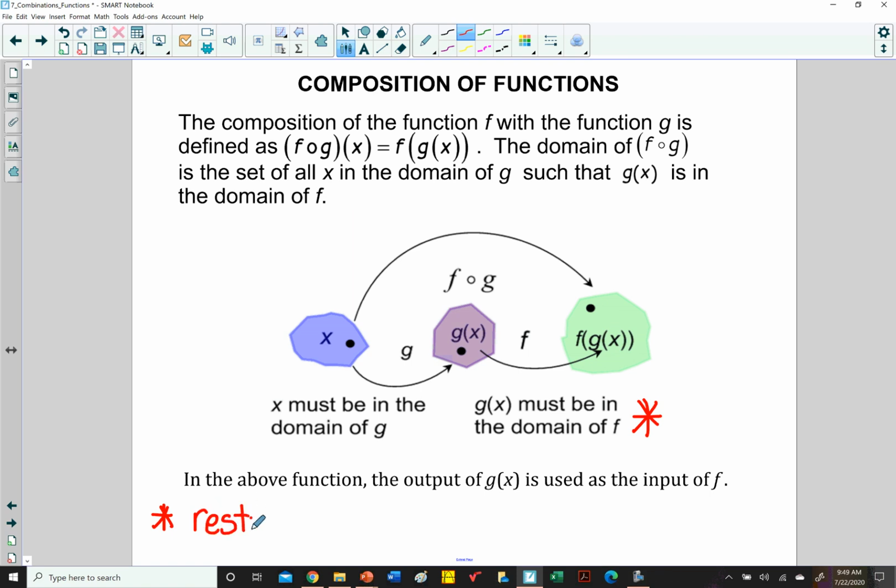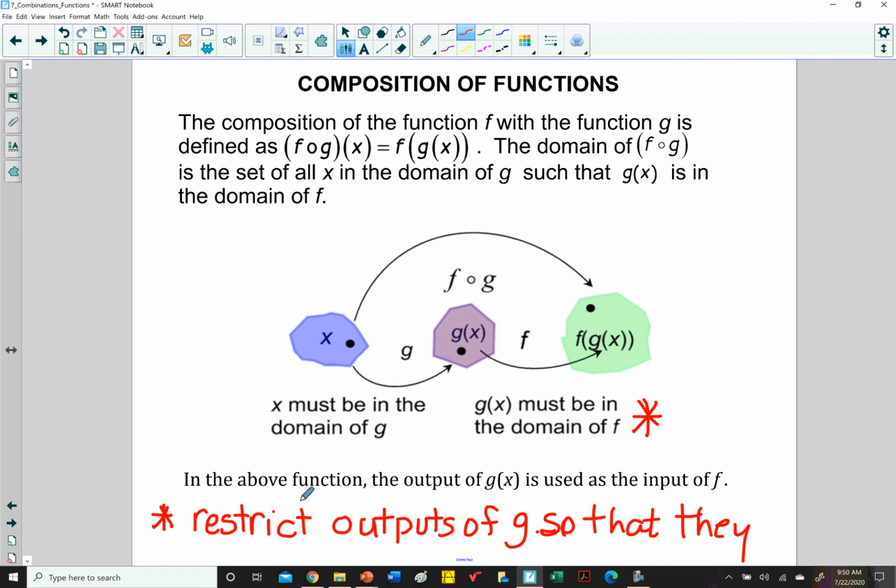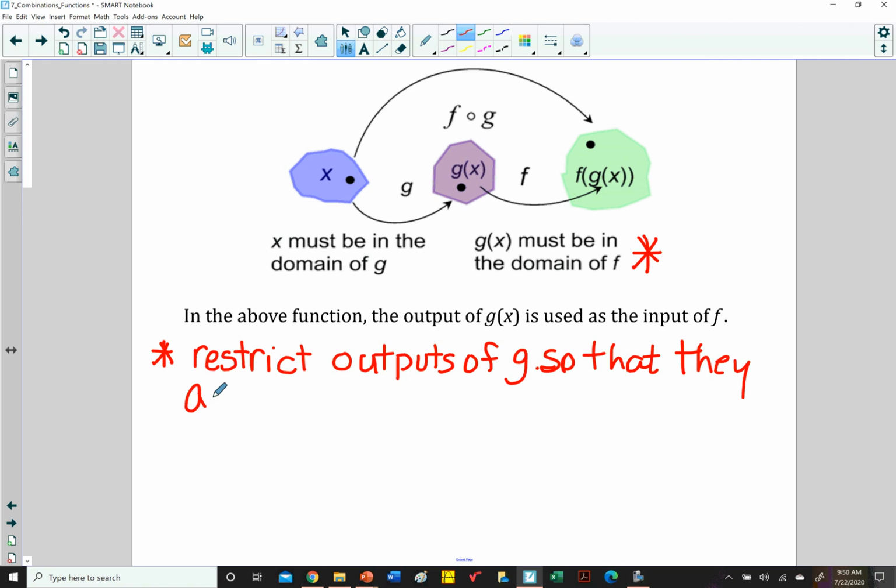We want to restrict the outputs of the function g so that they are in the domain of f. And I believe we'll see some situations for that in our examples.